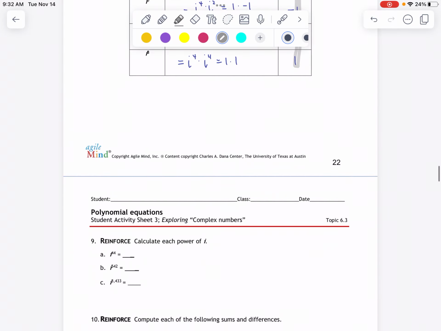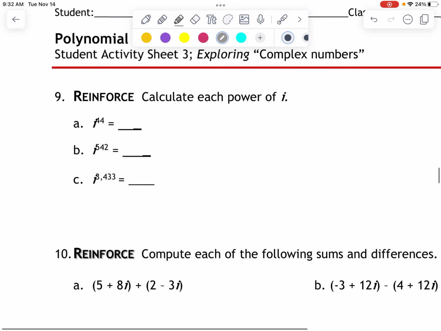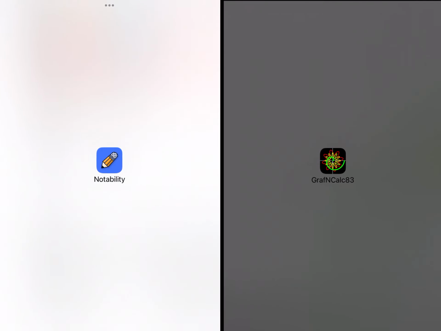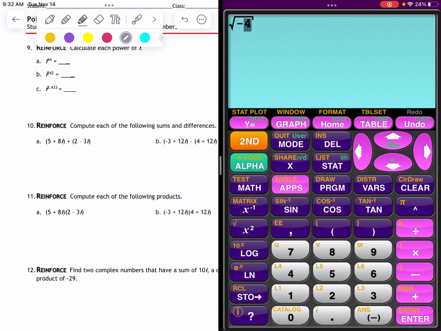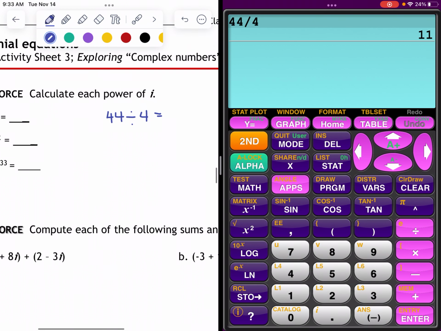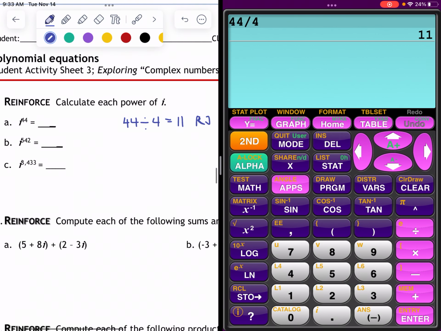So if we wanted to figure out something super gross, like i to the 44th, I know it is repeating in cycles of 4, so I might choose to hit up my calculator and divide 44 by 4. 44 divided by 4 is equal to 11. There's no remainder, so I'm just left with i.